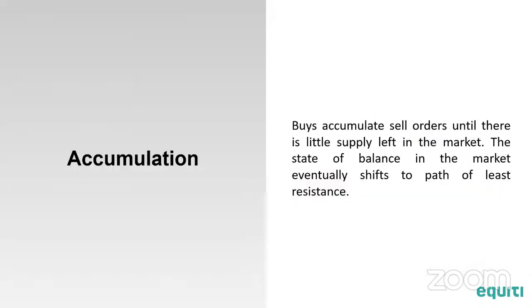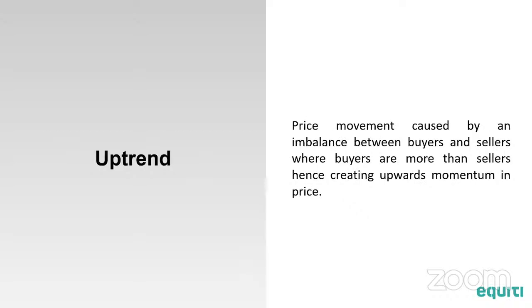So buyers accumulate sell orders until there is little supply left in the market. The state of balance in the market eventually shifts to the path of least resistance. So prices are always trying to find equilibrium. And when there is no equilibrium, prices move to the point where there is equilibrium. So accumulation is when that gradual imbalance starts being created. And then we eventually see an uptrend. An uptrend basically is caused by an imbalance between buyers and sellers where buyers are more. So as long as there are more buyers than sellers, the price will keep on going upwards, and that's an uptrend.